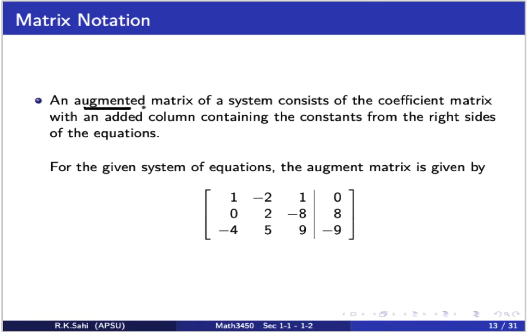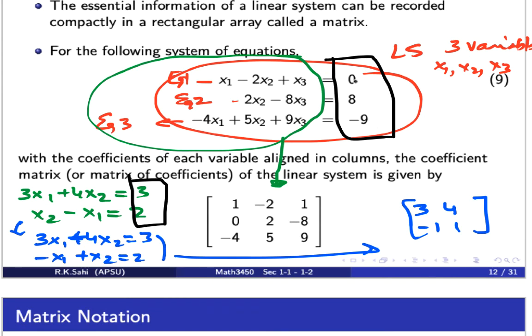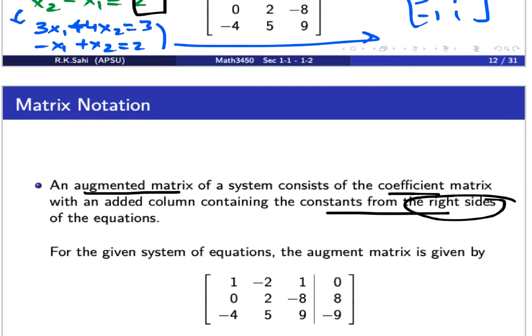An augmented matrix of a linear system is the coefficient matrix that also includes the constants from the right side of the equations. So notice from the previous slide, we had 0, 8, negative 9. I'm making sure these equations are exactly the way I have written down. So 0 is for equation 1, 8 is for equation 2, negative 9 is for equation 3. So this is how we write it down. The constant terms on the right-hand side of the equal sign always go in the very last column, and that matrix is called an augmented matrix.